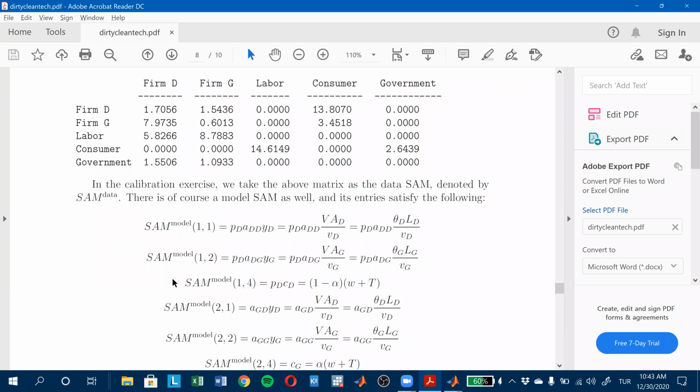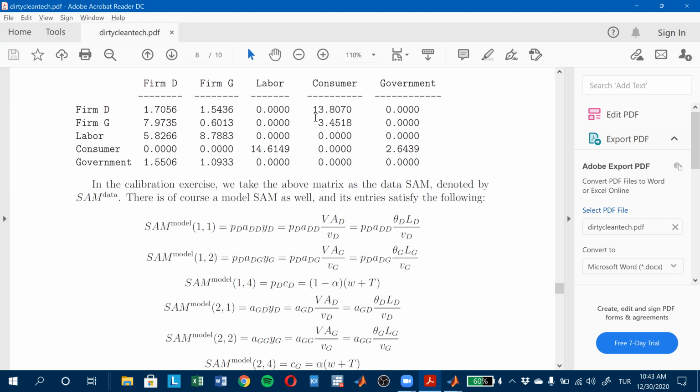Again, this is the SAM data, and this is the SAM model. The first element must be this, right? Firm D's payment to itself for its intermediate input use of its same product. That depends on value added, so it depends on labor. The same is true for the 1,2 element, right? Firm G purchasing some of firm D's output. So it makes a payment to firm D, that becomes the expenditure of firm G and income of firm D. So that goes on.